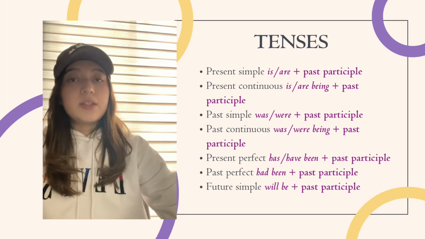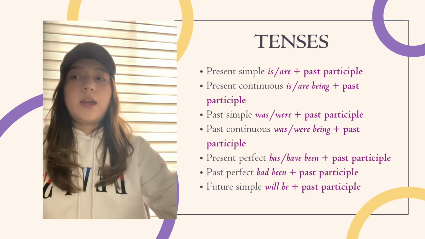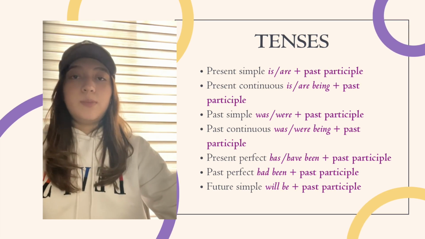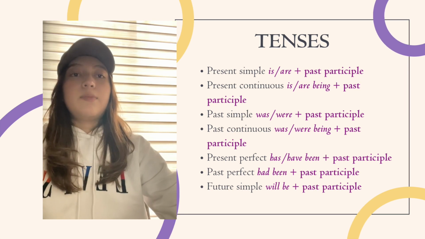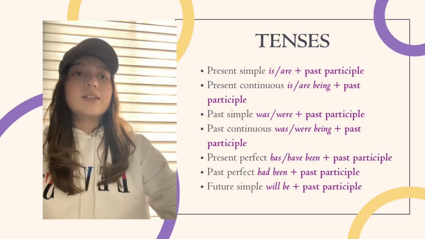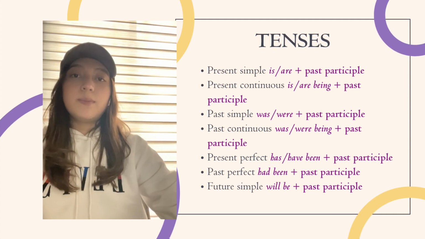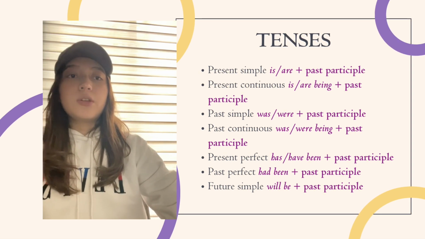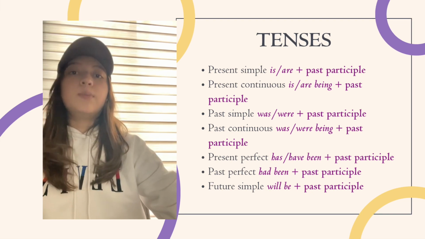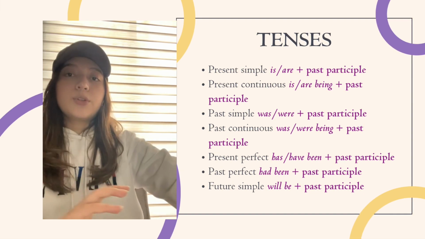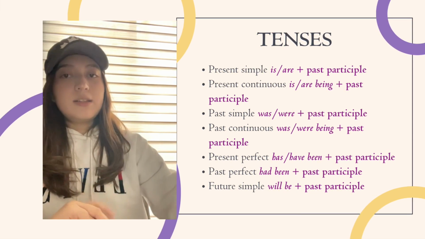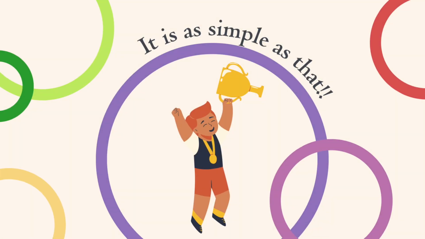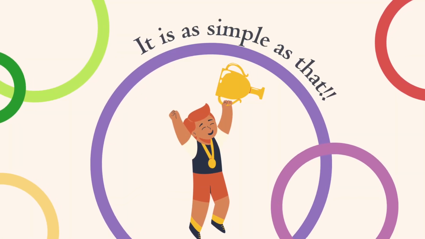The next one is the present perfect, and the formula is has or have been plus past participle. The next one is past perfect, and the formula is had been plus past participle. And the last one is the future simple, which the formula is will be plus the past participle. Notice how all of these formulas include the past participle in it. It is as simple as that.